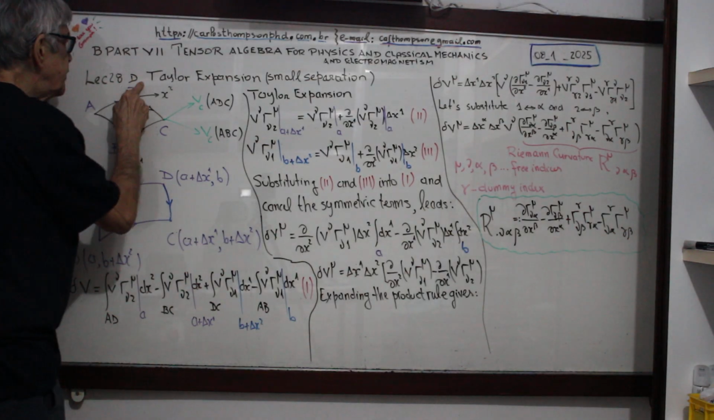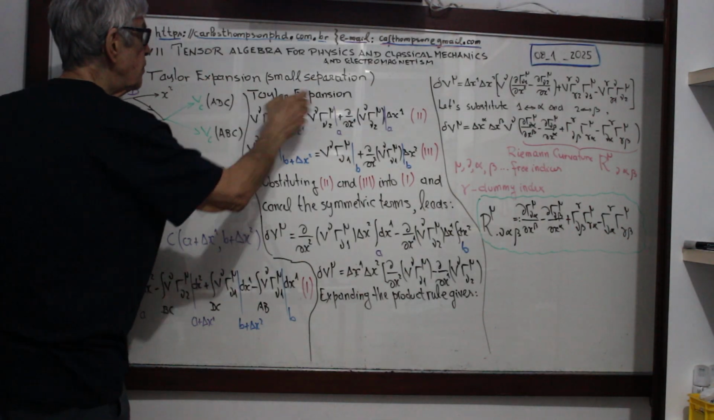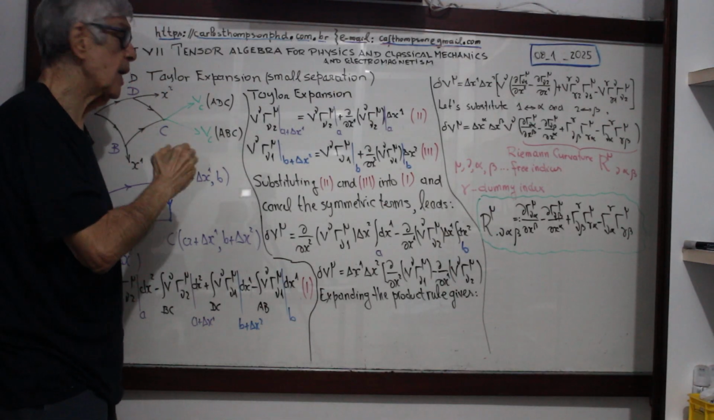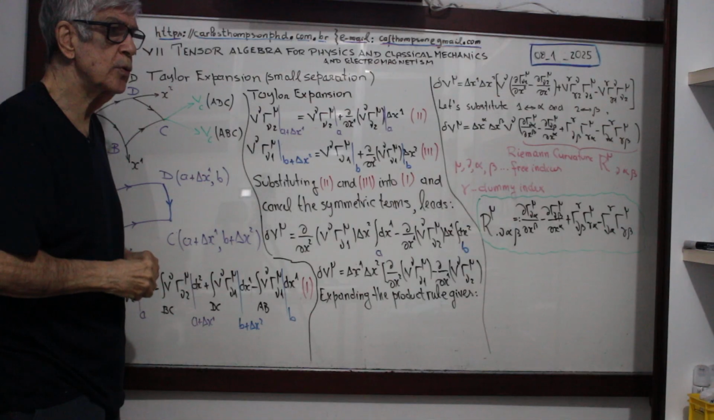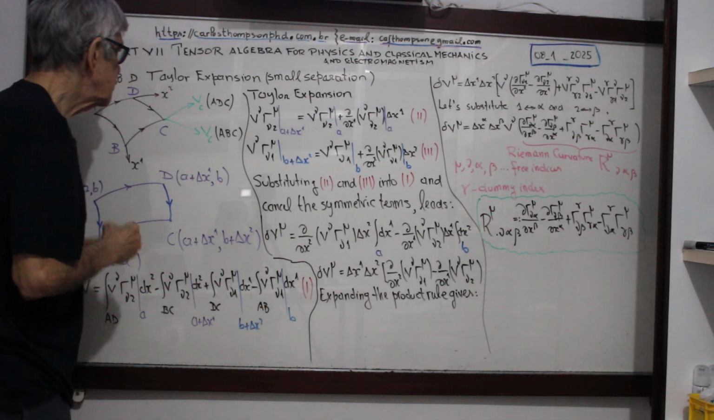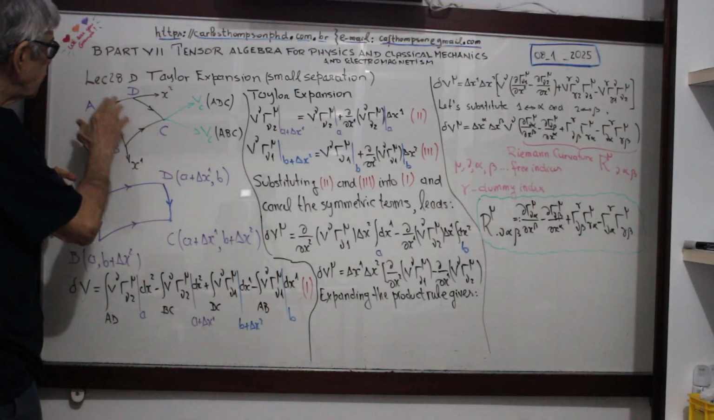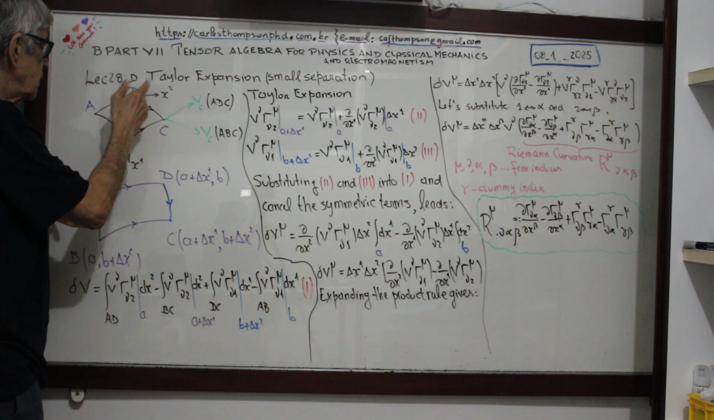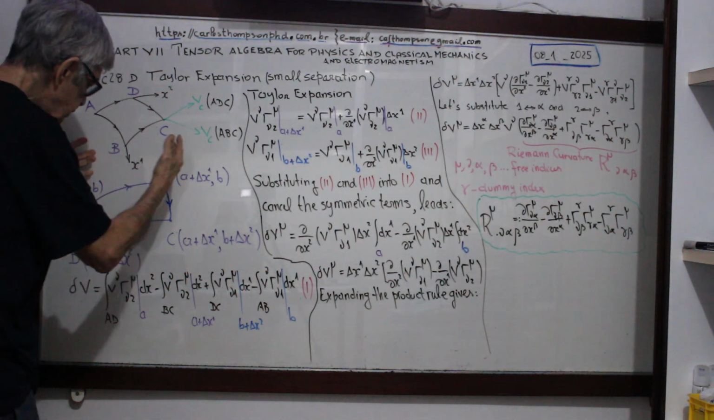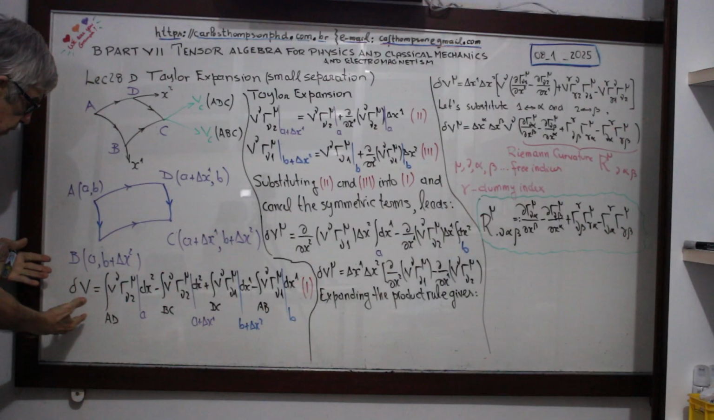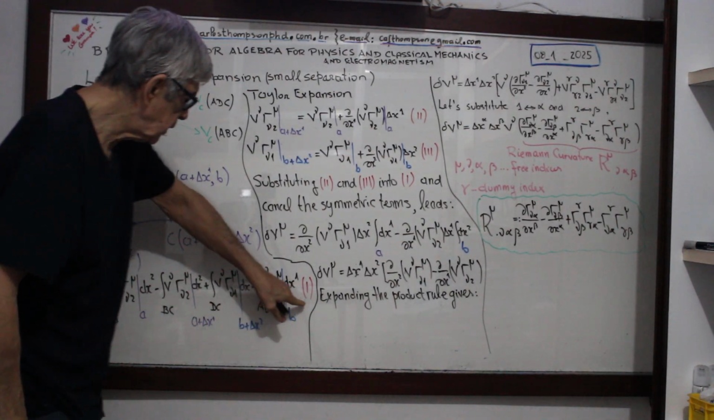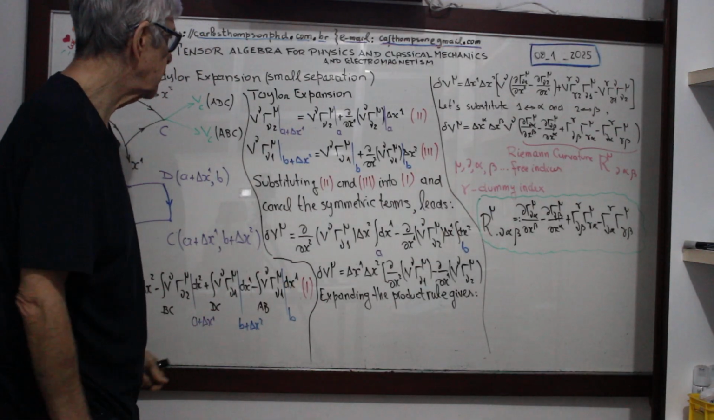Lecture 28D, Taylor expansion, small separation. At the end, we'll get the Riemann curvature. So, let's repeat from lecture 28, the previous one, 28C. I just copy from there and repeat it over here. Then I call this expression 1.